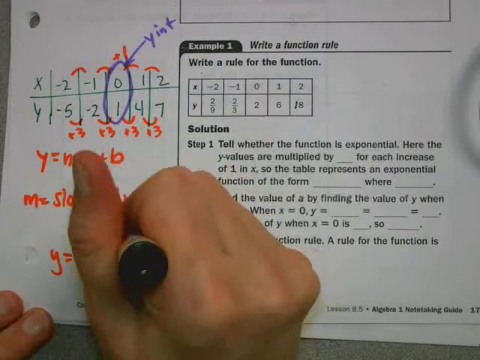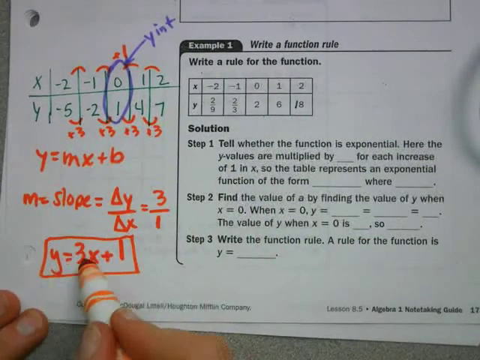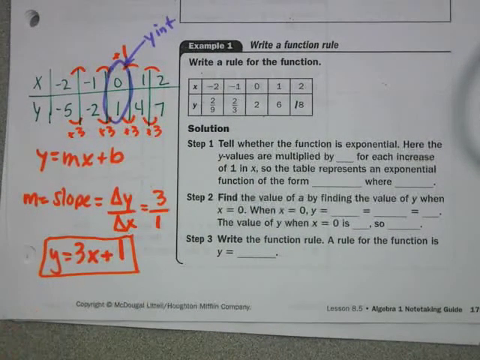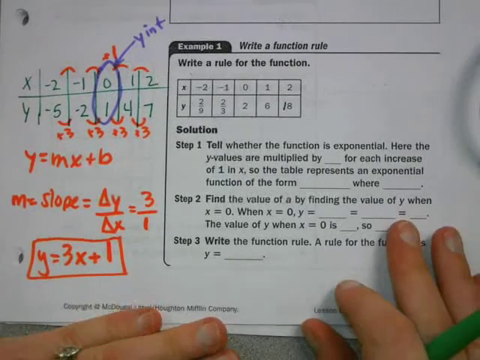If you didn't notice it was in disguise, you may have already started by plugging in a value for y and for x and solving for b. You would have still gotten 1 that way. Okay, so that's a quick little review of writing linear equations. We've done that previously this year. Now we're going to worry about writing exponential equations, exponential function rules.